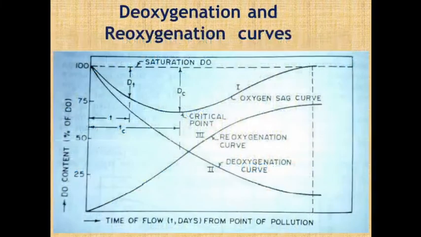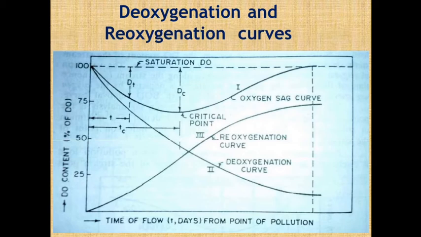Okay, so we already discussed the reoxygenation and deoxygenation curves. Here, curve 1 is the indication of the oxygen sag curve. Curve 2, which comes down, is called the deoxygenation curve, that is, utilization of oxygen. And curve 3, which is the supply of oxygen, is called the reoxygenation curve.